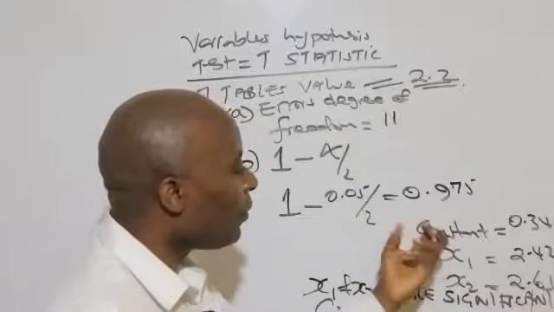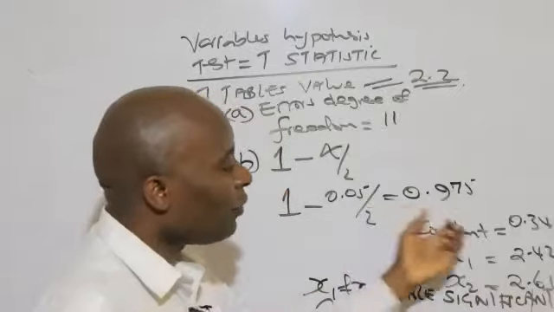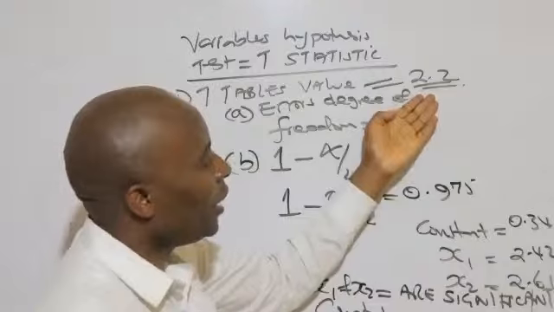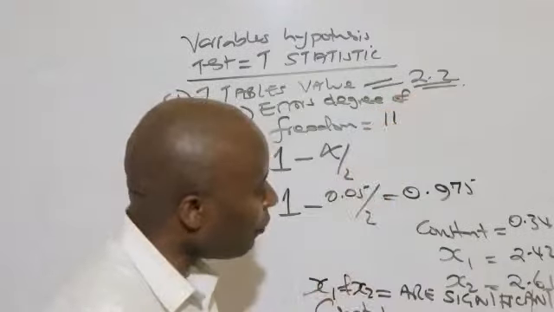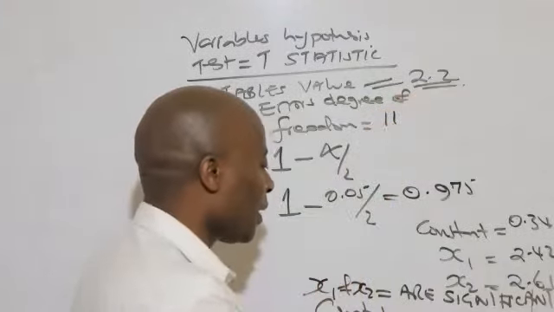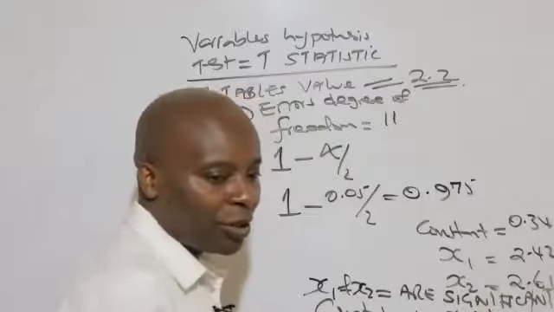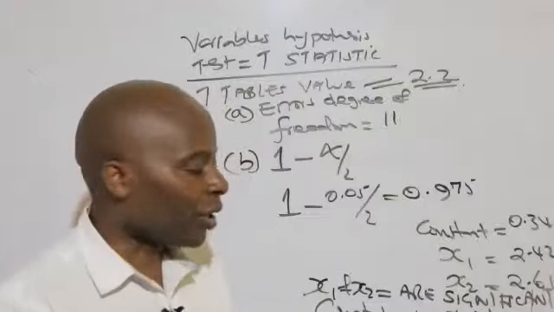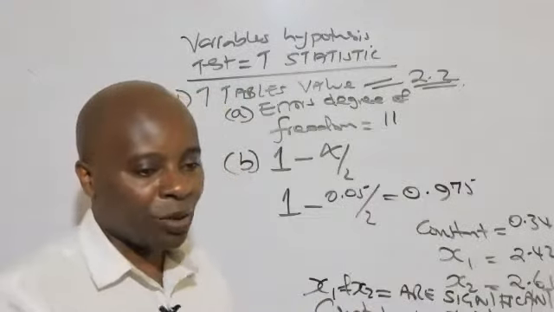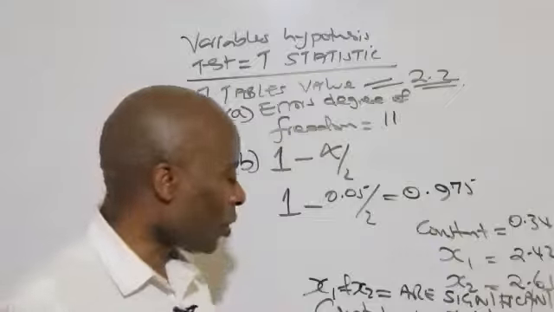The constant that we have here is so small. 0.34 is less than what here? 2.2. So the constant that we have here is so small. So in this case here, the constant is not adequate. The constant is not what here? Adequate. So the constant is not adequate.